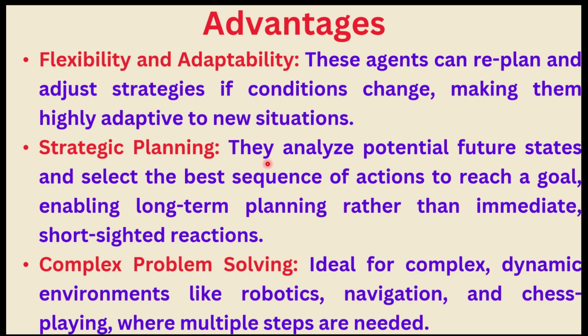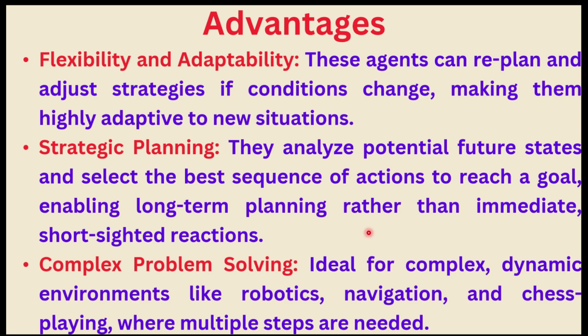Next, strategic planning. They analyze potential future states and select the best sequence of actions. Whenever we choose a goal based agent, we need to follow the actions in the best sequence in order to reach the goal. So it can be planned for long term goals also. And next we'll see complex problem solving. These can be applied in environments where we are going to solve complex problems. So it is ideal for complex dynamic environments.